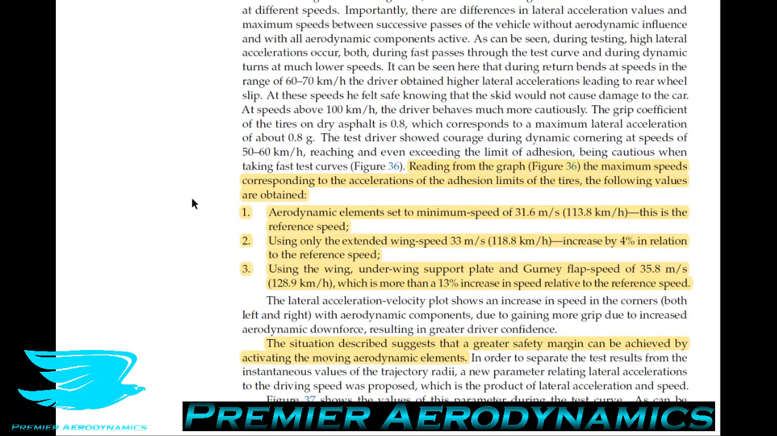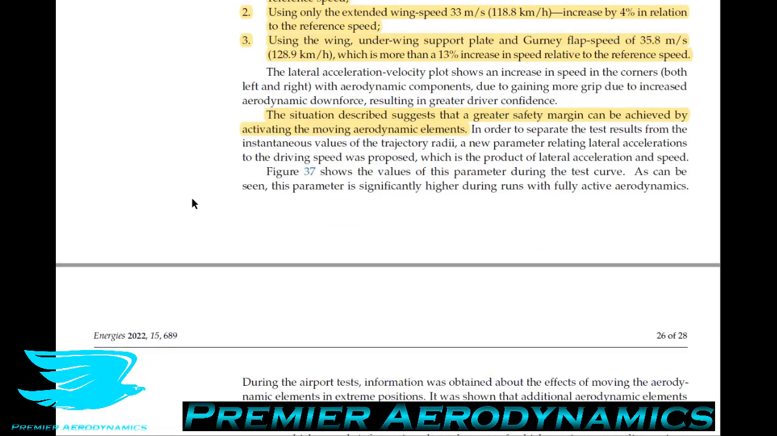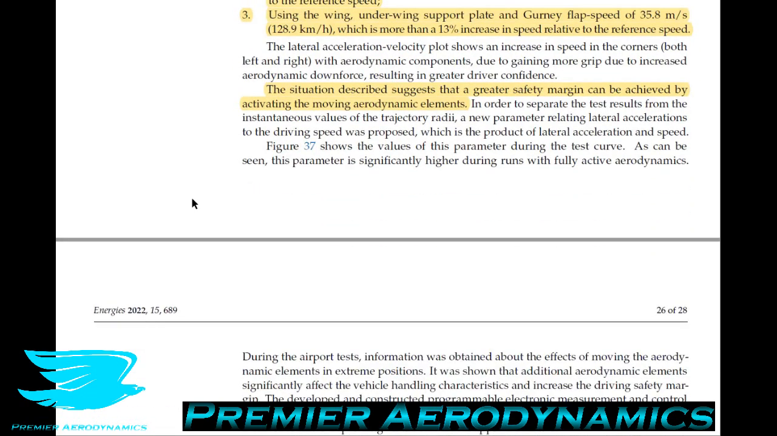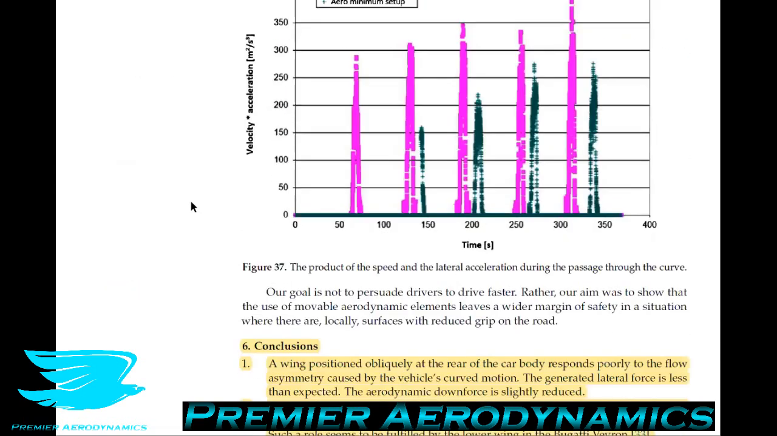And the situation described suggests a greater safety margin can be achieved by activating the moving aerodynamic elements. So that means that you can run the car faster and still have, or at the same speed, and have a greater safety margin so you don't spin out as quickly.